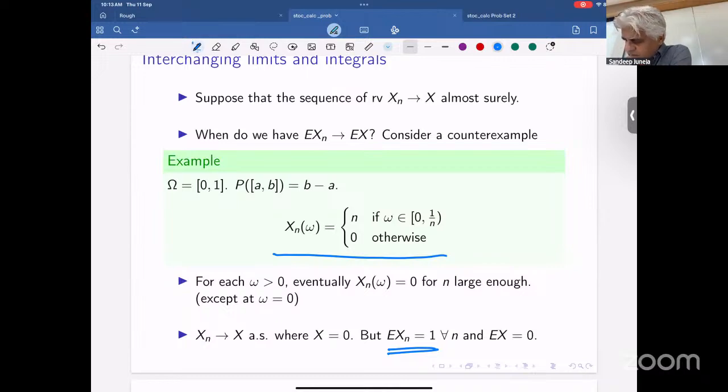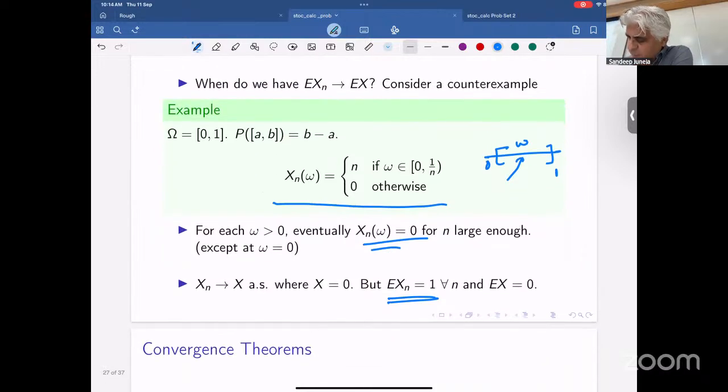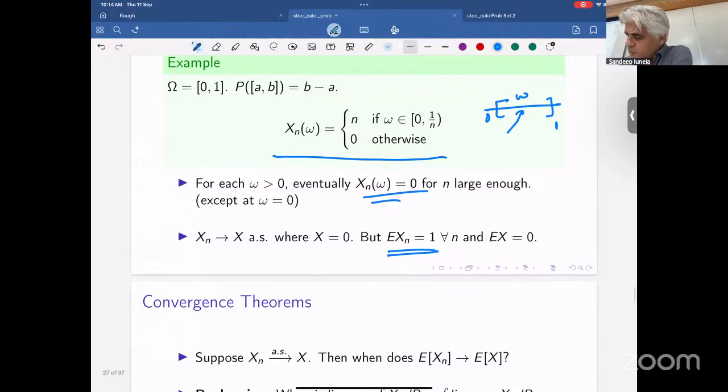So in this case, as we discussed, for every omega you can think of, omega is in this space. This is 0, this is 1. Every point here is an outcome of your experiment. On every point here, you defined a random variable, xn omega. It's 0 everywhere except between 0 and 1 by n. So for n large enough, for every omega which is positive, xn omega is going to become 0. So in particular, xn will converge to 0 almost surely, right?